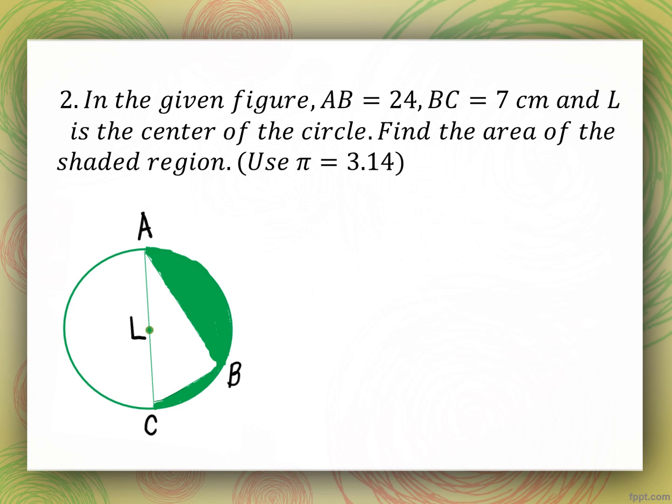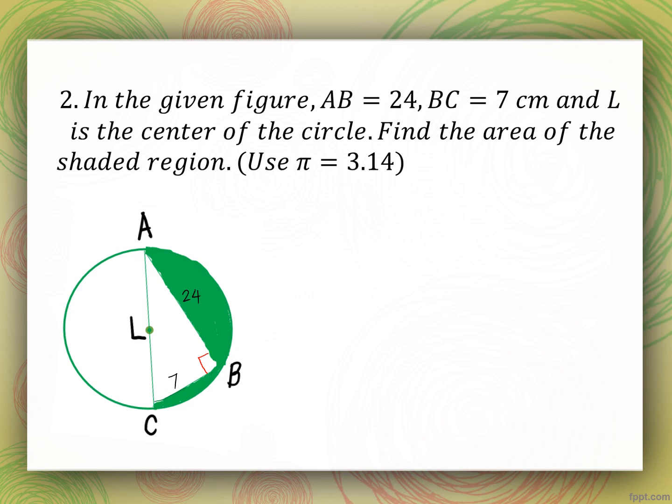So first, let us find the area of the triangle here. As you can see, angle ABC here intercepted a semicircle. So therefore, angle ABC is a right angle. Okay. Now, we can go straight solving for the area of this triangle. Let's mark the given here. I forgot. So AB is 24 and then BC is 7.